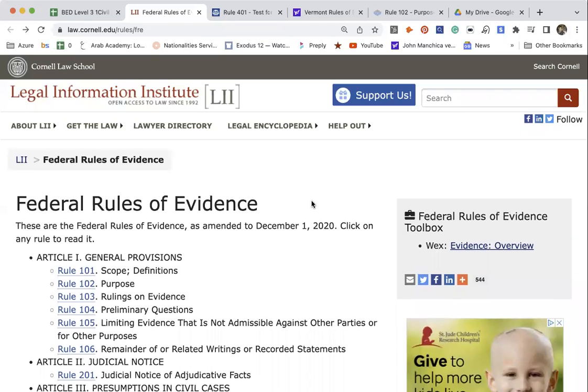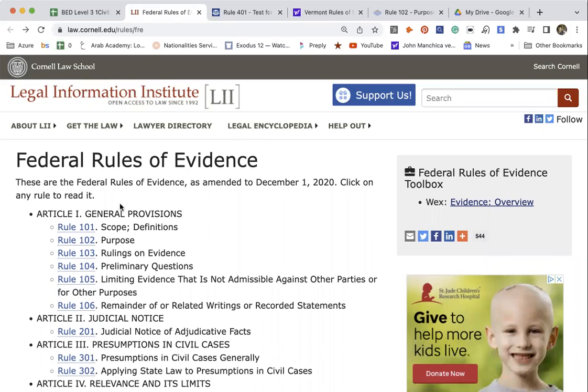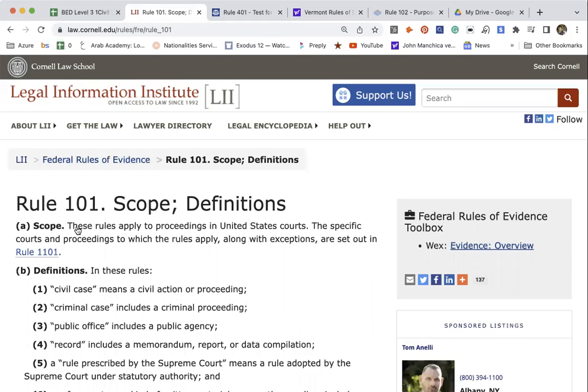Okay, so now we're going to do our second evidence video, and this is going to be Federal Rules of Evidence, Article 1, General Provisions. So let's see how much we can get done here. So, Rule 101, the scope and the definition.